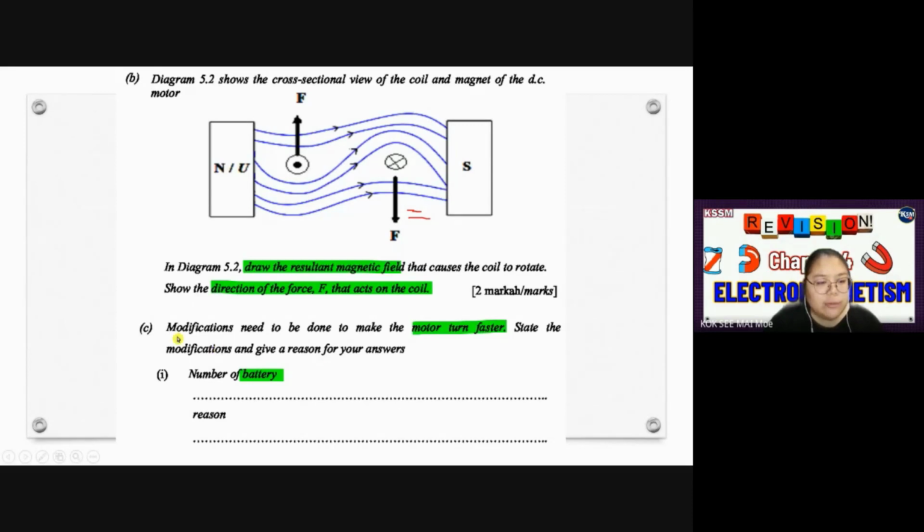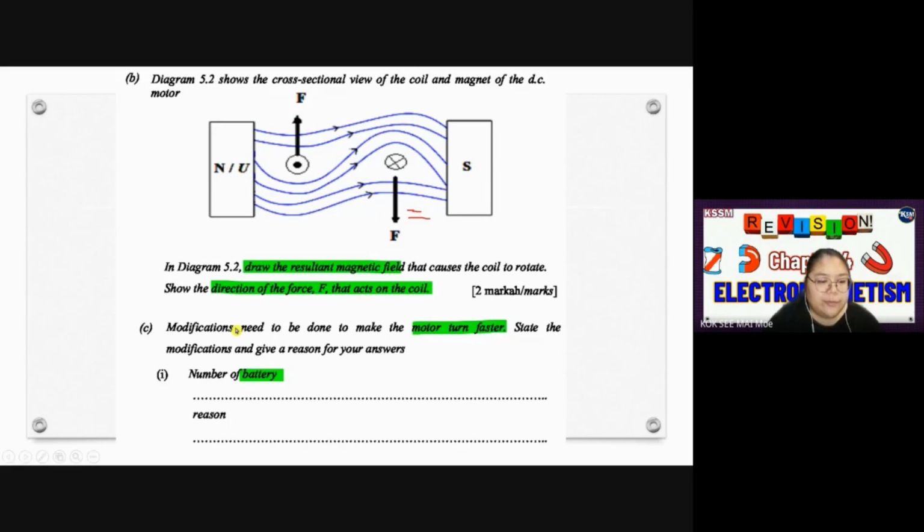After drawing, we look at the modification you need to make for the motor to turn faster. To turn faster, you must think about your Fleming's left hand. You have three fingers, right? How to make it turn faster? Turn faster means the force F must be bigger. So you leave two fingers. First, the magnet: you make the magnet stronger. Number 2 is the current, which means you increase the battery.